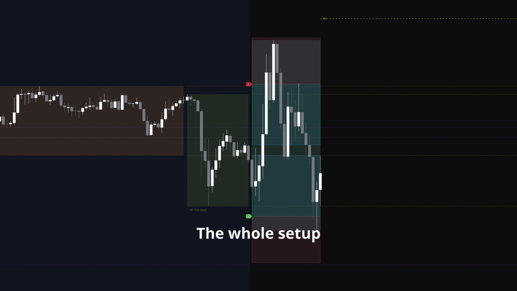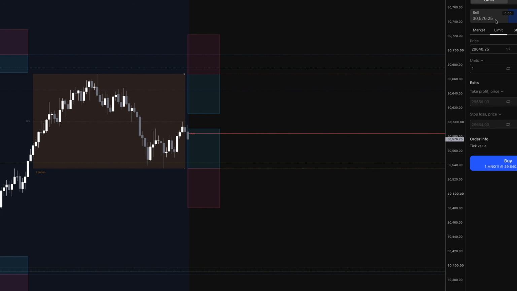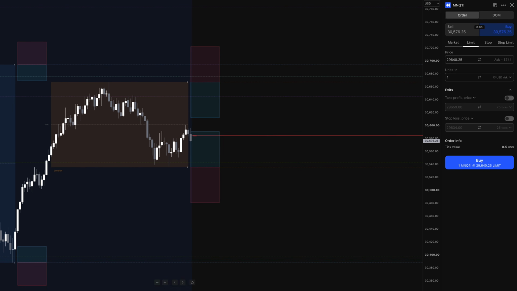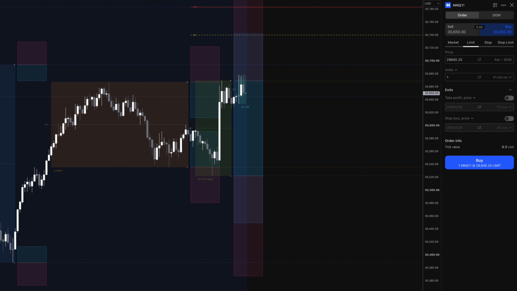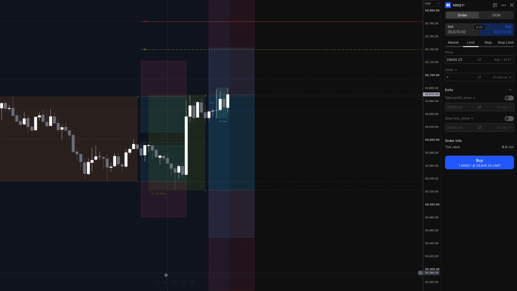The whole setup, the rules, and the handful of things that actually make it work. I've been running a prop firm challenge lately, and this is the setup I'm actually using to trade it. A couple of trades a day, most of it planned in advance, and I'm not sitting glued to the screen waiting for something to happen. That's the part I care about most.